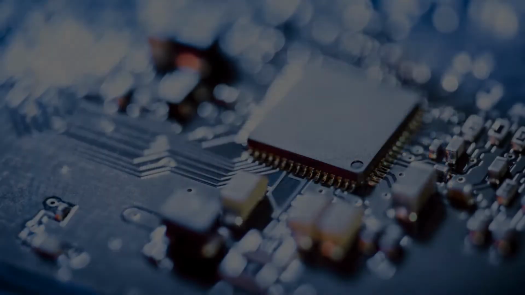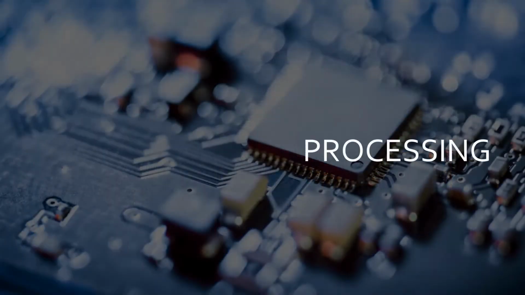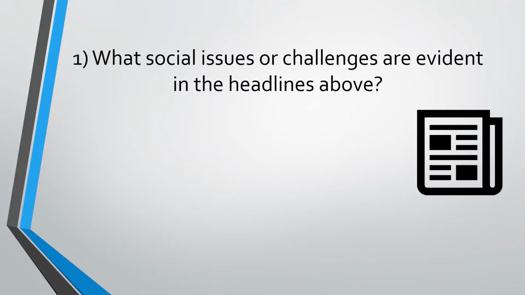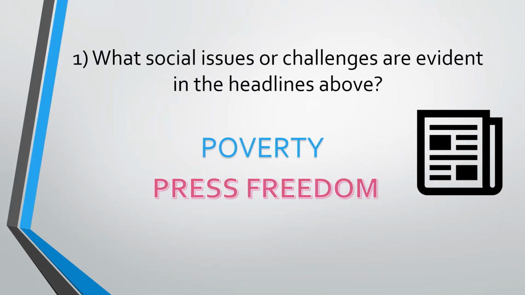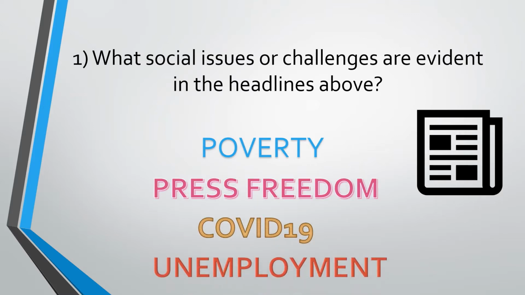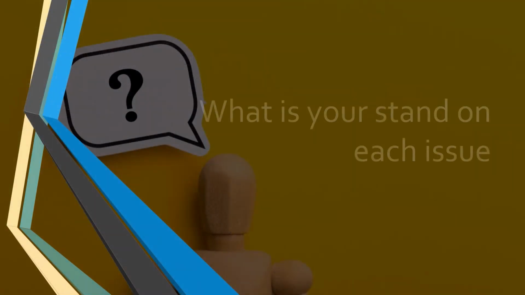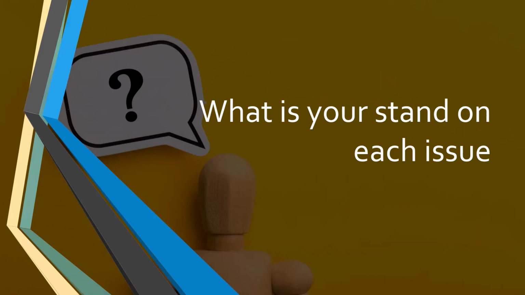Now, to process those headlines that you have seen and the issues that are reflected in them. First, what social issues or challenges are evident in the headlines above? Try to recall your answers. You're very good. You have poverty, press freedom, COVID-19, and unemployment. Now, what is your stand on each issue?